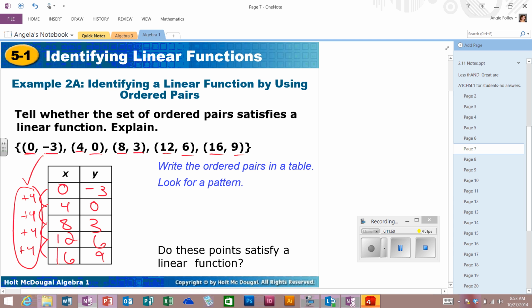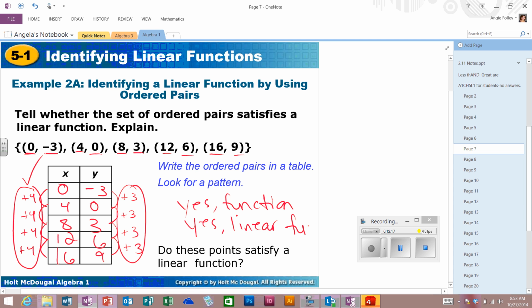That's step 1. Step 2 to check if it's a linear function is to check the y's. So from -3 to 0, I had to add 3. To go from 0 to 3, I had to add 3. To go from 3 to 6, I had to add 3. And to go from 6 to 9, I had to add 3. So those are the same. So yes, it's a function, and yes, it's a linear function. So remember, the x values have to be unique. That's step 1. And then all of these have to be the same.